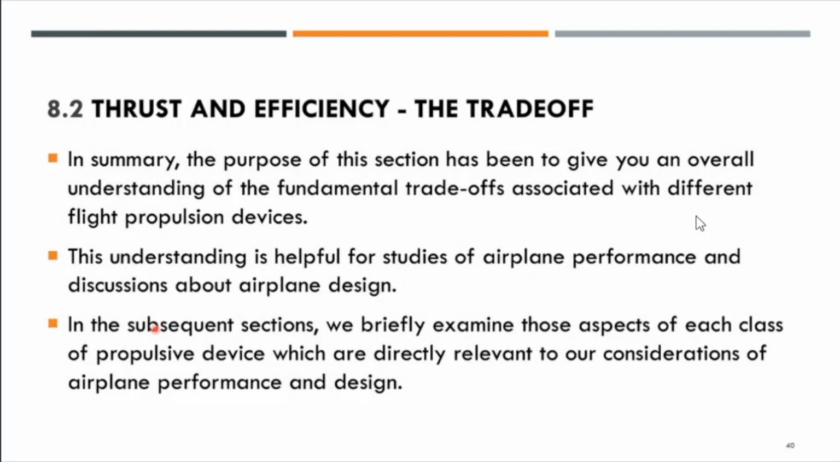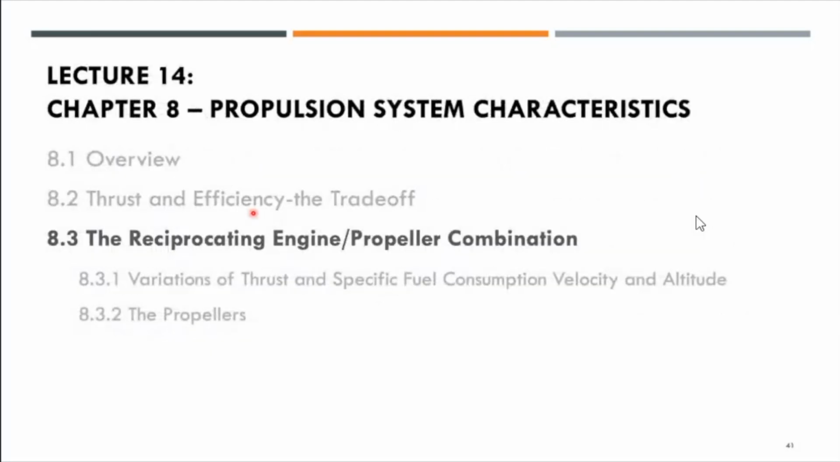In summary, the purpose of this section, thrust and efficiency, the trade-off, has been to give you an overall understanding of the fundamental trade-off associated with different flight propulsion devices. This understanding is helpful for studies of airplane performance and discussion about airplane design. In the subsequent section, we will briefly examine those aspects of each class of propulsive device which are directly relevant to our considerations of airplane performance and design.